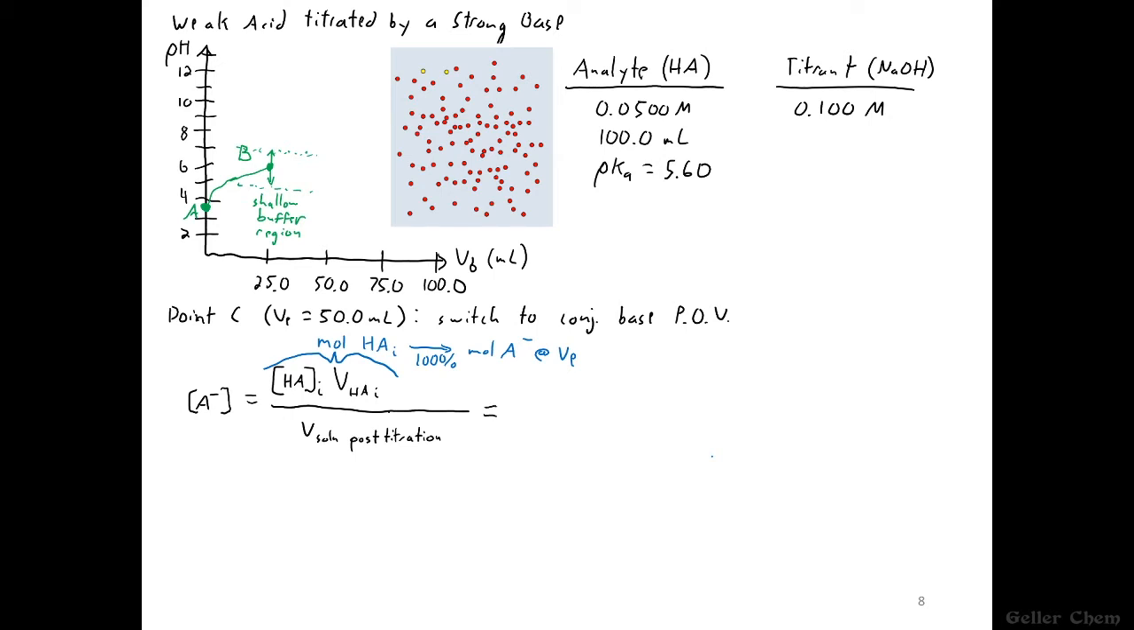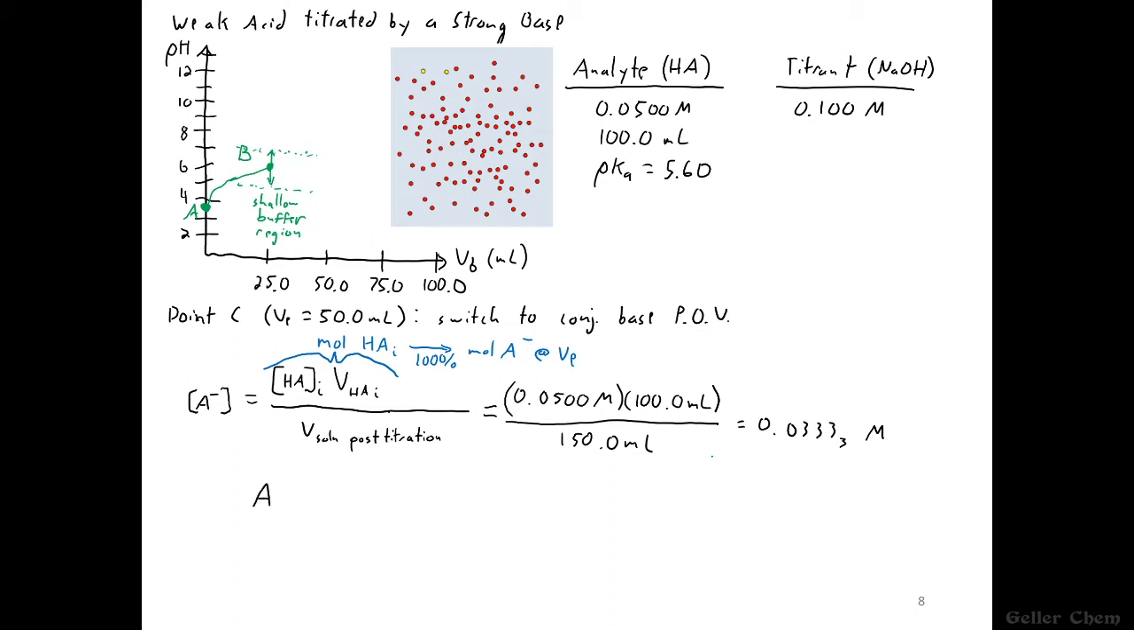And that's just plugging numbers in. 0.0500 molar was our initial concentration of acid. Its initial volume was 100.0 milliliters. And then we divide that by the new volume of solution, which is just 150.0 milliliters. And we get 0.0333, and then we'll keep one more digit for now. And this is in agreement with what we saw in the long way on the previous slide. So now what do we do with that value?